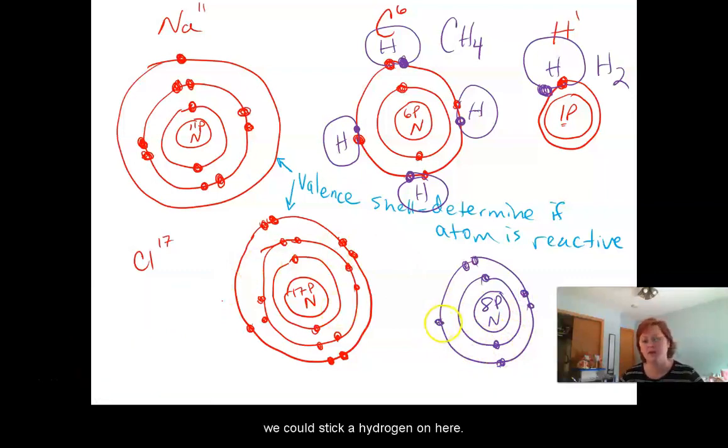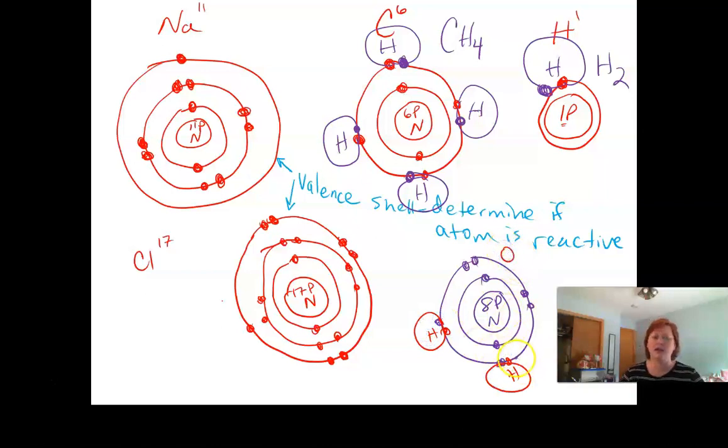So we could stick a hydrogen on here, and this is our oxygen. And now these hydrogens are happy because they each have 2, and oxygen now has 8, so it's happy, and you have created water.